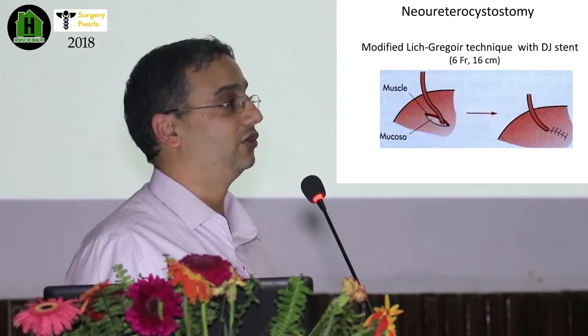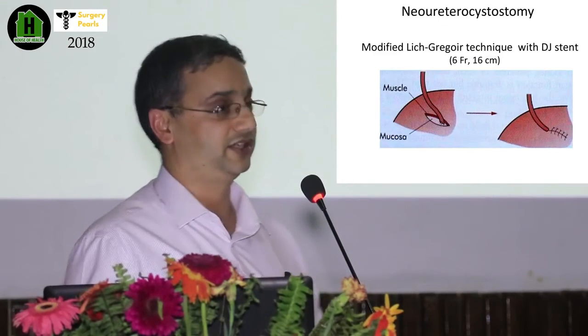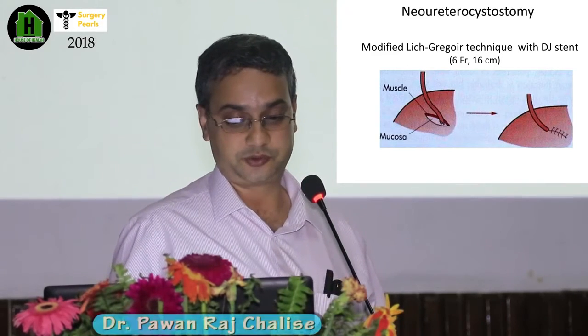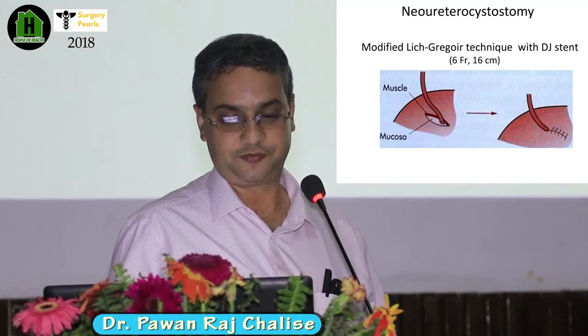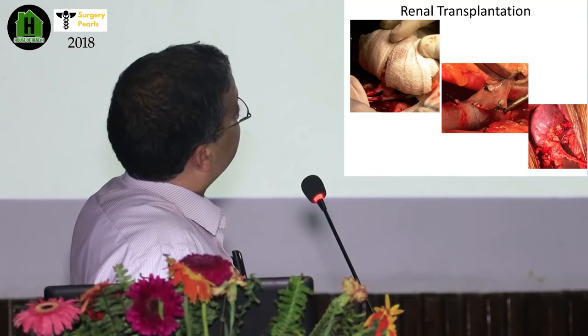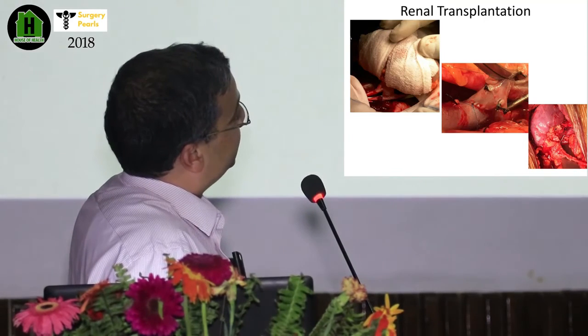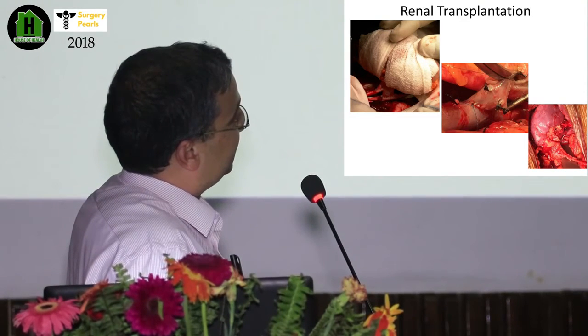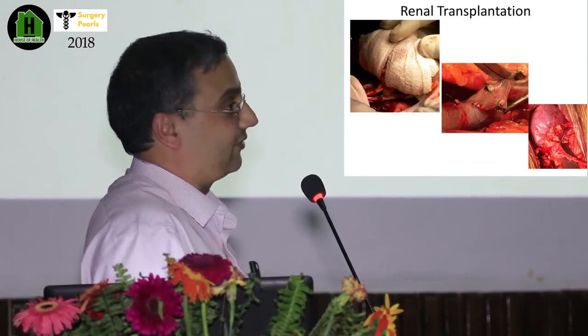The retrovesical anastomosis is done with the modified aspirant technique, and it is well described with ureteroneocystostomy. These are two of our pictures of renal transplantations where the renal vein and renal artery are being anastomosed. This is one of the pictures where the renal vein is anastomosed with the external iliac vein, and this is the picture after perfusion of the kidney.